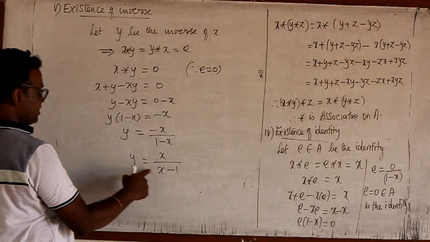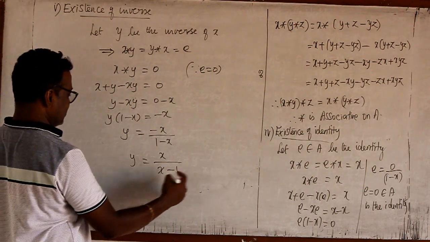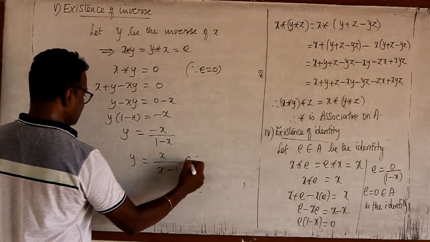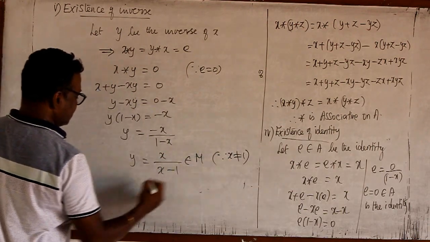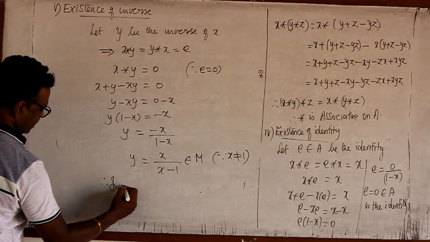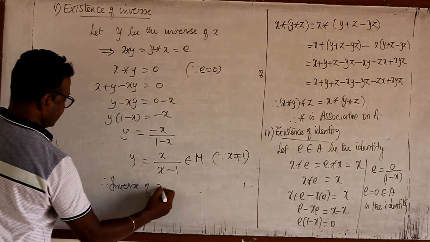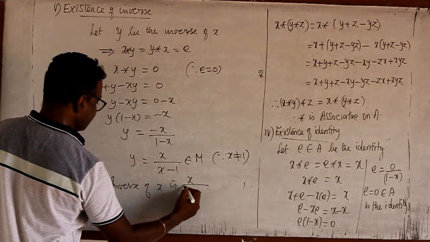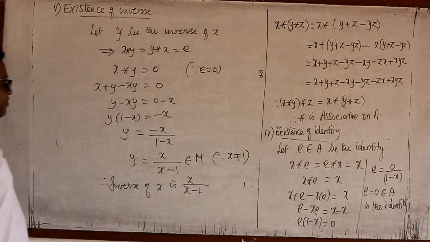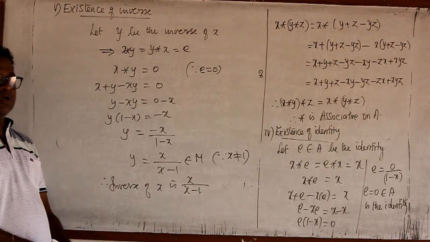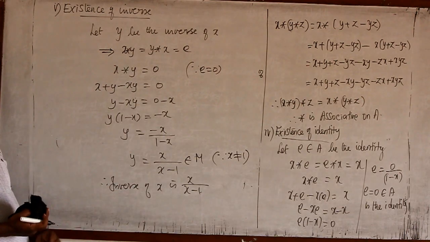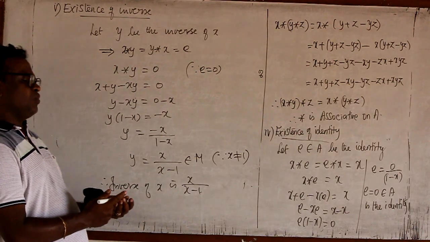This is why they told us x is not equal to 1. This belongs to M since x is not equal to 1. Therefore, the inverse of x is x by x minus 1. Therefore, the inverse also exists in this problem. With that, this problem is over, so the 10th problem is over.